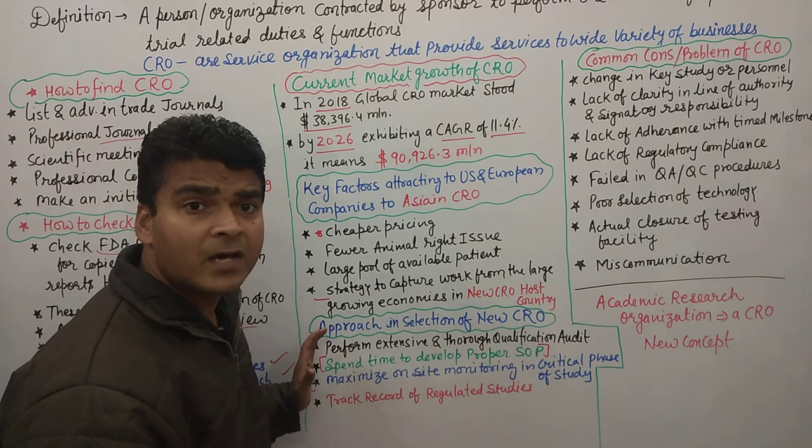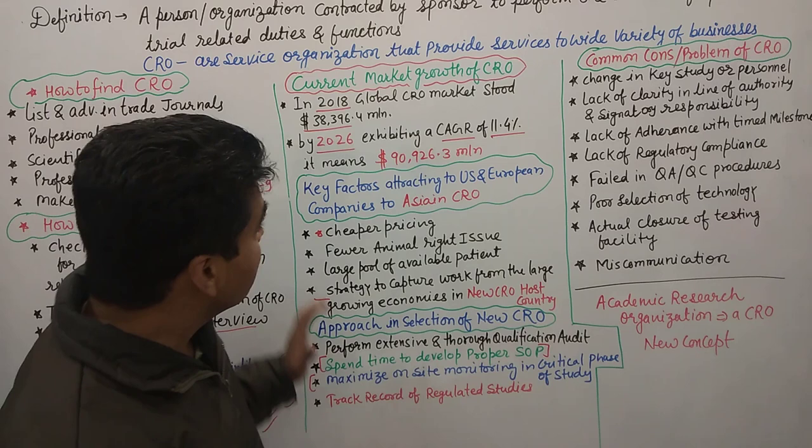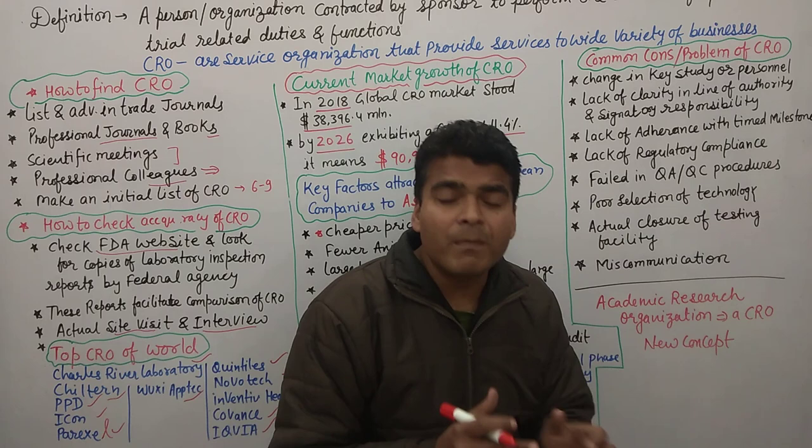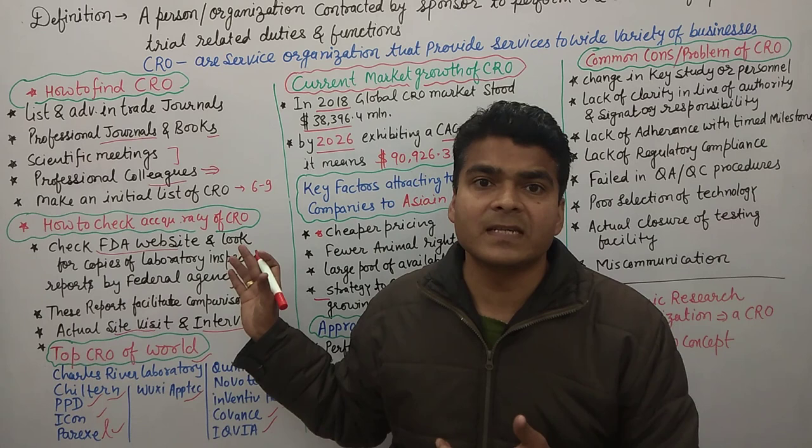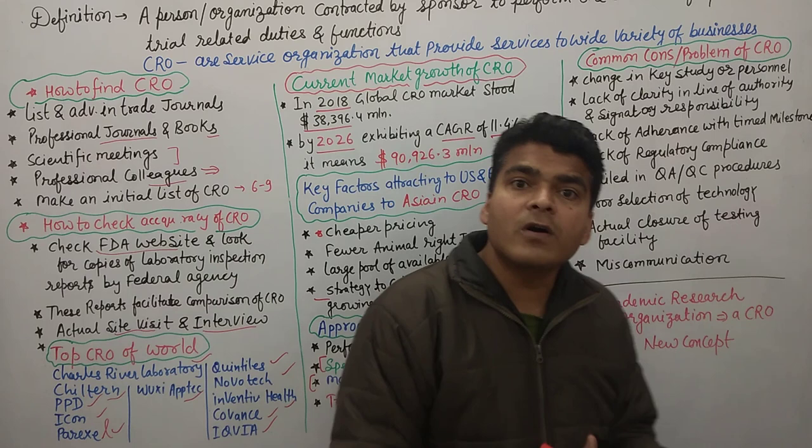Now just look, we studied the approach of selection. Now just look at the common cons and problems associated with CROs. What kind of problems are associated with these CROs? As we already discussed the pros, whatever facilities or services are provided by the CRO are considered pros. But what are the cons of those CROs?